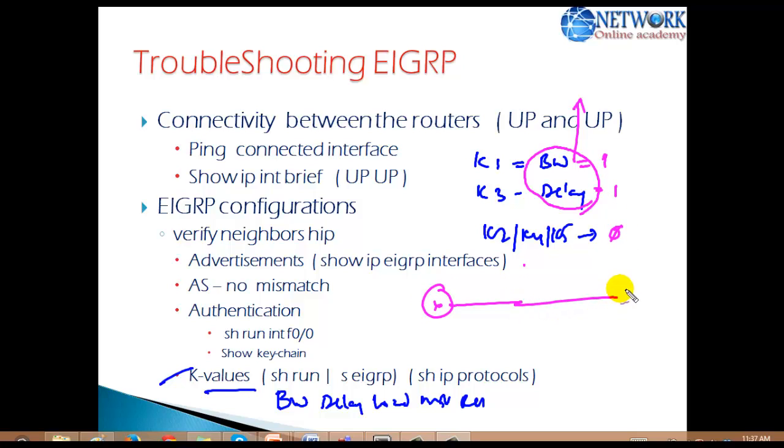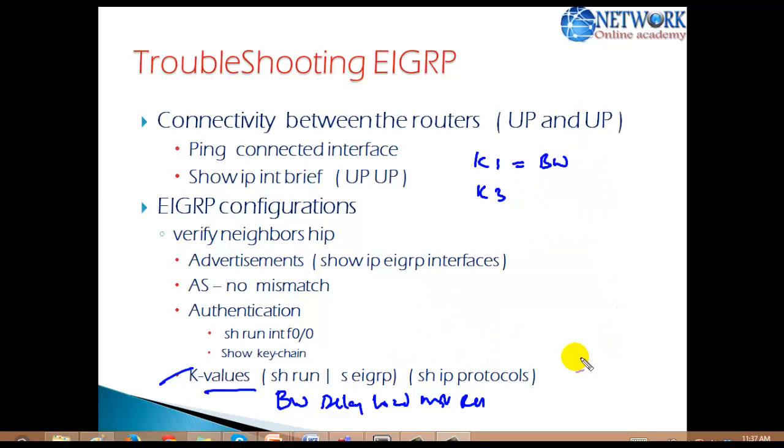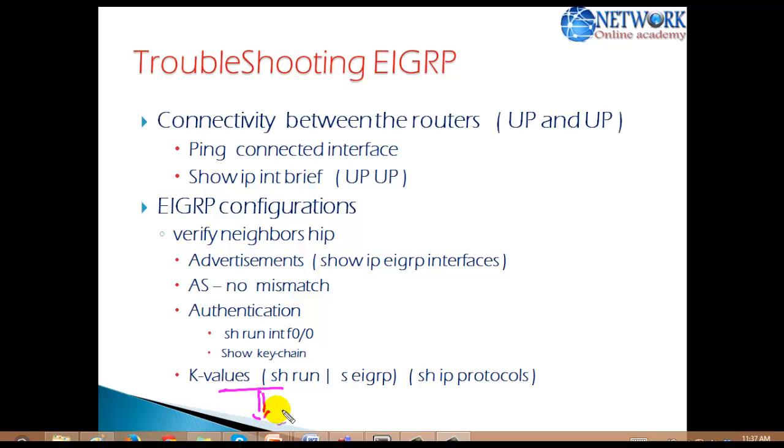Now if you have a mismatch of these K values, let's say on router 1 K1 is 1 and K3 is 1 whereas the remaining are zeros, whereas on the other side K1 is 1 and K3 is 0, which means you have a mismatch of K parameters. In that case also the neighborship will not come up. I'll show you how to change these K values, but I strongly recommend not changing the default K values. So these are some of the possible reasons which might affect your neighborship, and if the neighborship is coming up, then you should be able to see the routes.